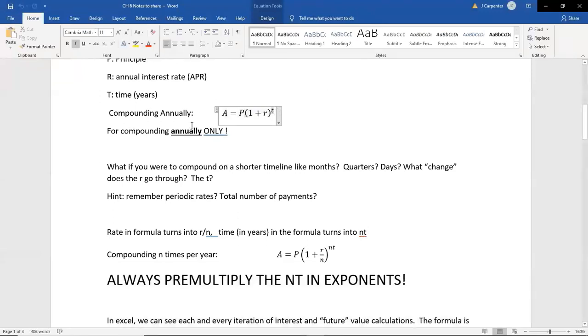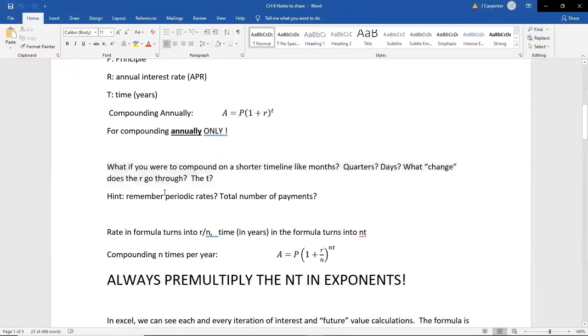But we said that was only for compounding annually. So then I'm just going to leave some of this stuff covered up here, but I'll show you as we're talking about it. What if we were to compound on a shorter timeline like months or quarters or days? What change, and I have it in quotes, but I don't necessarily need to, but it's just kind of a math thing that I have in quotes. What change does the R go through in this formula? What change does the T go through?